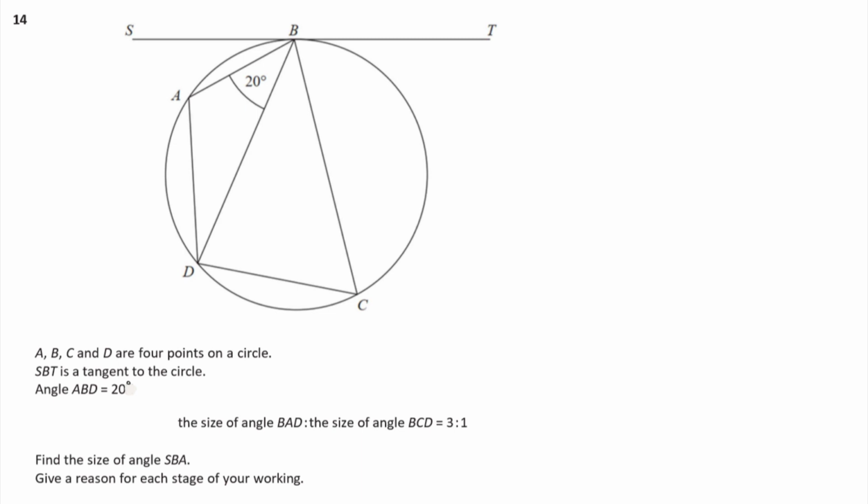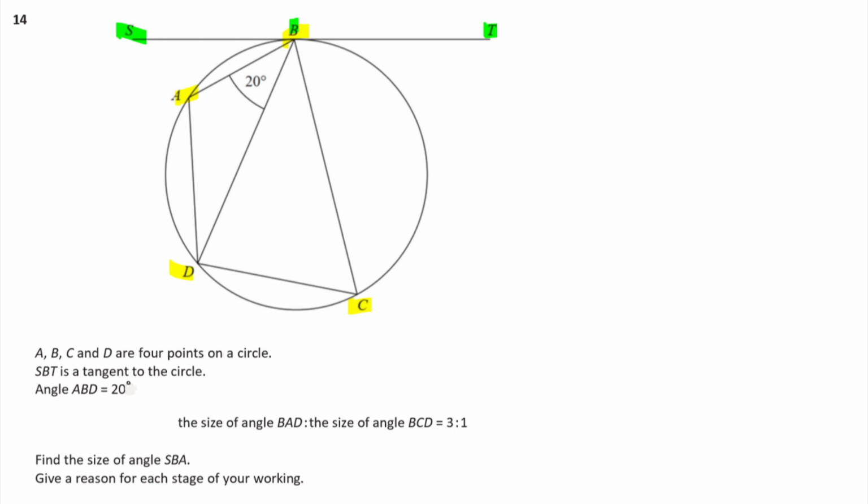Okay, now quite a lot of information written below the diagram. I do like to just go through and double check that everything in the text is on the diagram. So let's just go through that line by line. A, B, C, D are 4 points on the circle. A, B, C, D, there they are. SBT is a tangent to the circle.